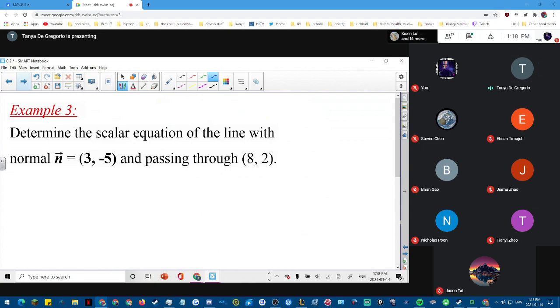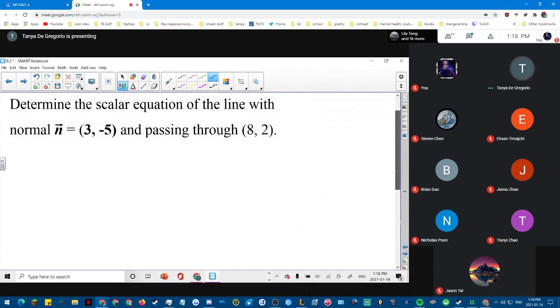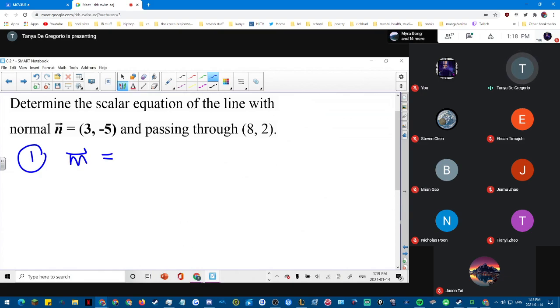Okay, determine the scalar equation of the line with normal 3, negative 5 and passing through 8, 2. So they're not telling us what the slope is, they're telling us what the normal is. So I'm going to show you 3 different ways to do this equation. If the normal is 3, negative 5, what's the slope? The normal to the line we want. Yeah, good. It's the negative reciprocal.